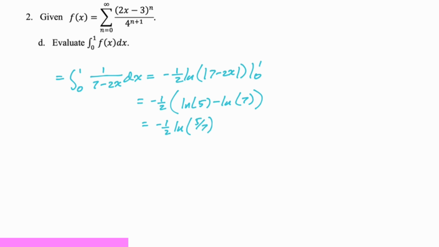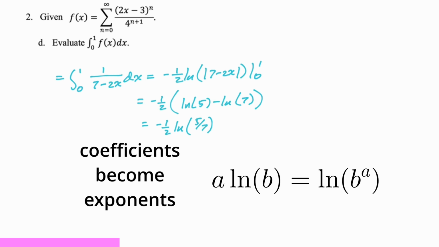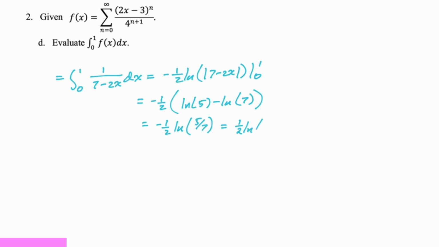You can also do a weird thing where you take the negative from -1/2 and you say that's -1, and then coefficients become exponents. So you have 1/2 natural log of the quantity 5/7 to the negative first, which is 7/5. So you could also say 1/2 natural log of 7/5. There's no telling what an answer will end up looking like on multiple choice when there's properties of logs involved. So make sure you're familiar with the properties of logs.